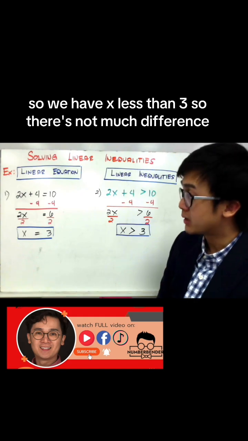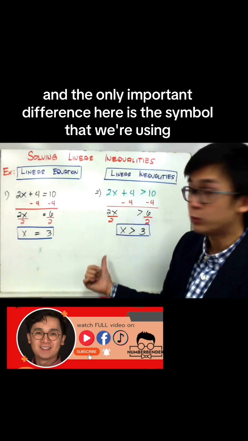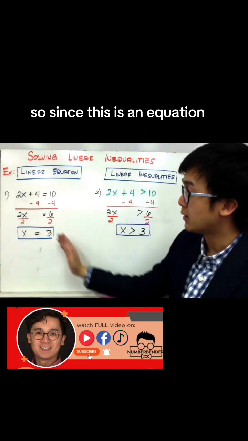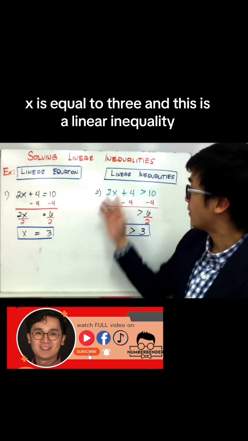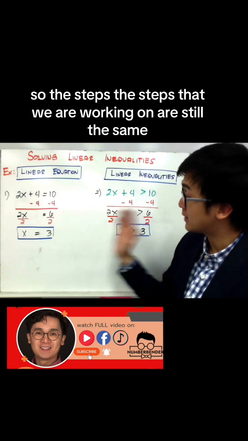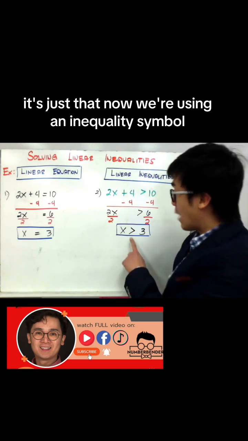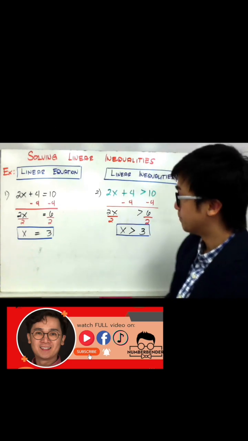So there's not much difference, and the only important difference here is the symbol that we're using. Since this is an equation, x is equal to 3, and this is a linear inequality, therefore x is greater than 3. So the steps that we are working on are still the same. It's just that now we're using an inequality symbol.